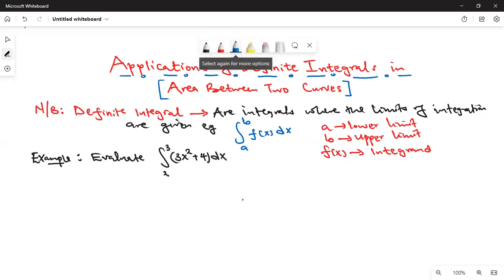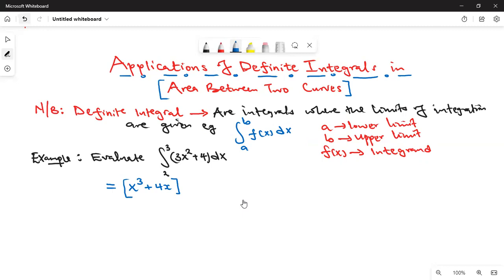So how do you go about this? First of all, let's use the power rule to integrate that. It will be equal to, when you integrate x squared, that would be x cubed over 3. So 3 times x cubed over 3 will give us x cubed. Then when you integrate 4, you get 4x. Now, don't write the constant of integration because it will cancel out when you plug in the limits of integration.